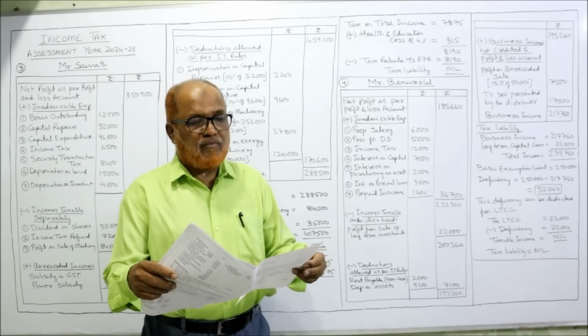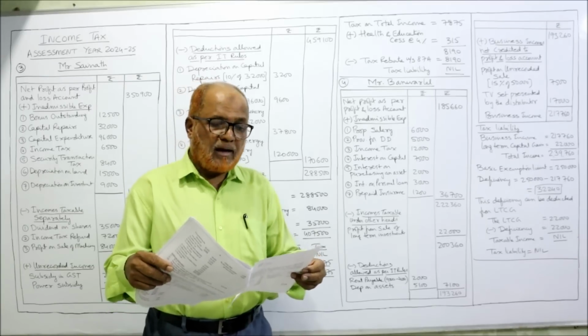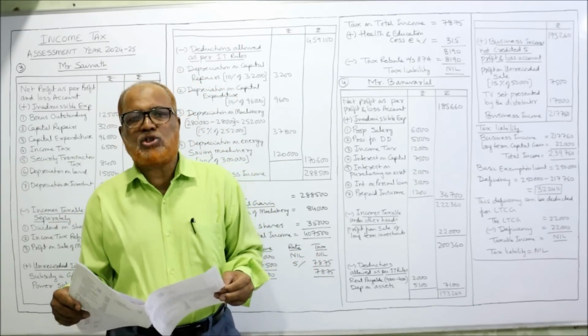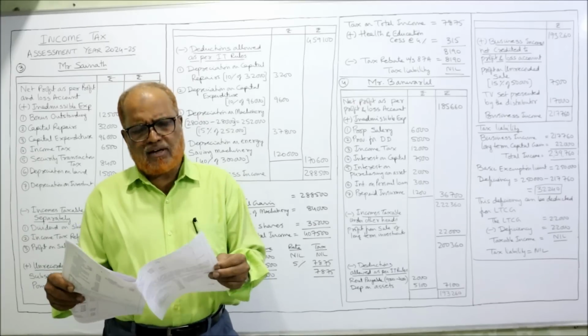Present rate of gross profit is 15% and earlier it was 20%. We are not concerned with the earlier gross profit rate. Current year gross profit rate is 15%.